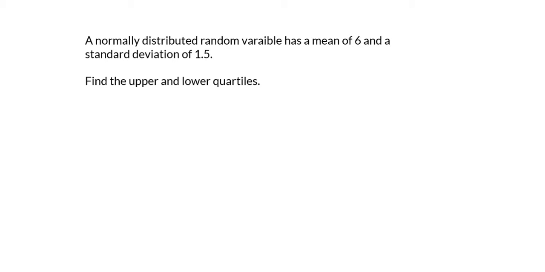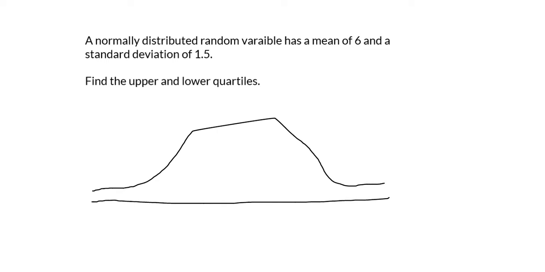Okay, so let's have a look at this question here. A normally distributed random variable has a mean of 6 and a standard deviation of 1.5. Find the upper and lower quartiles. The first thing I do whenever I see a problem like this is I draw a picture of it.